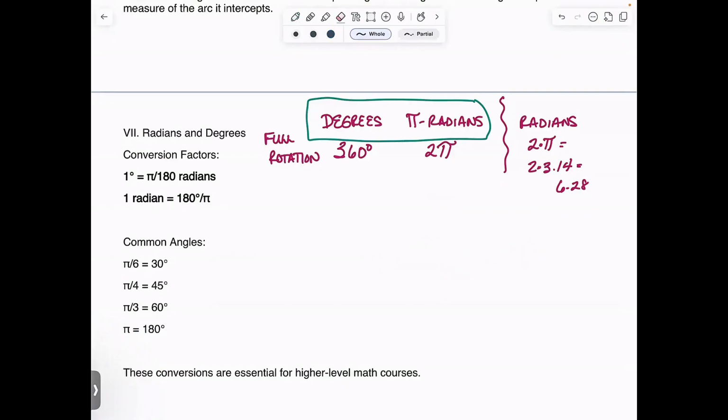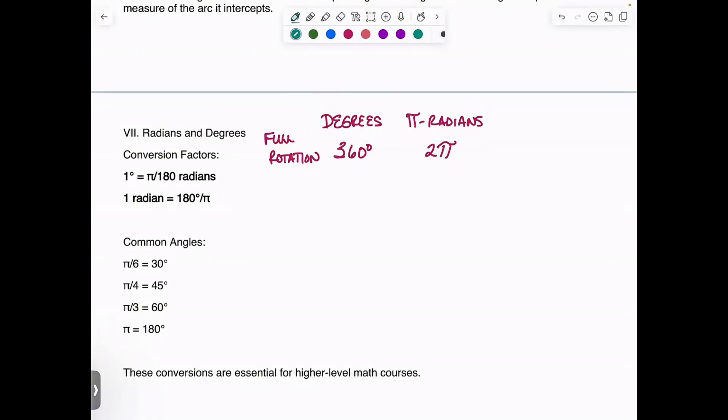And I'll get rid of the radians. That was just kind of informational, a little bit extra. Your teacher might touch on it, and it's something you'll probably see later in your math and science career, in your STEM career. Now back to degrees and radians. So what I know is that 360 degrees is equal to 2 pi radians.